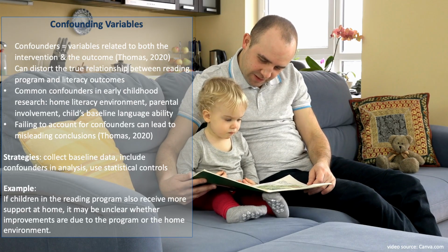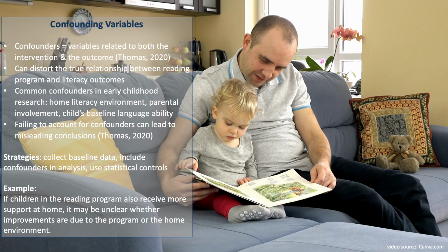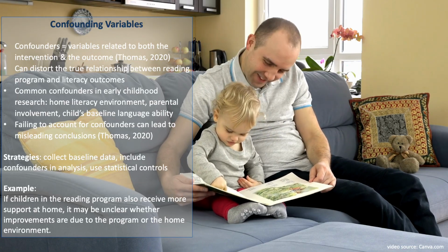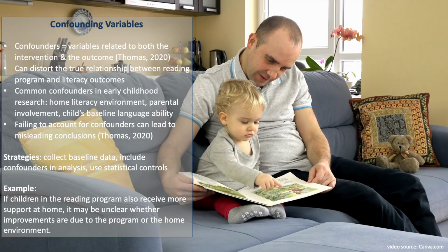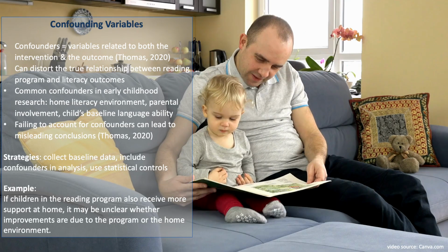These are factors that are related to both the intervention and the outcome, and they can distort the relationship we're trying to study. In our case, we want to know whether participation in an early childhood reading program improves language and literacy outcomes and whether the effect is moderated by parental SES. But other variables may also influence these outcomes.